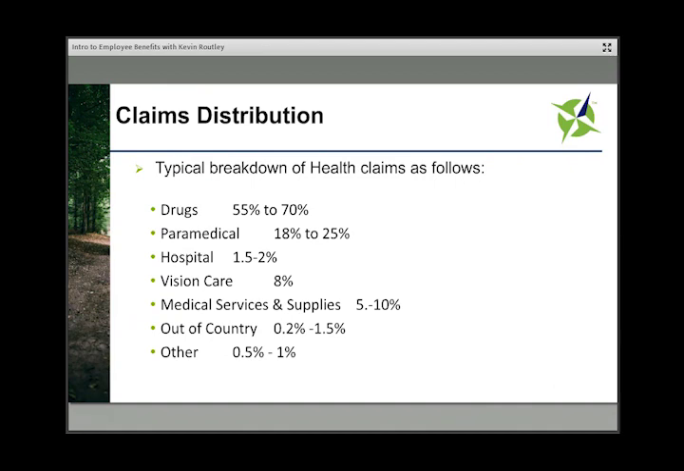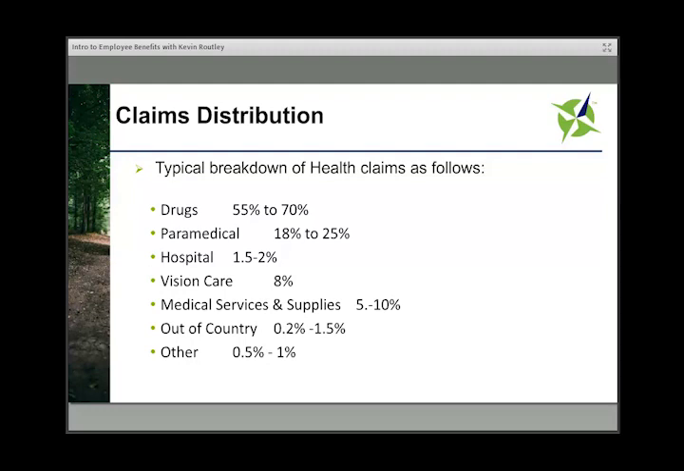Claims distribution. Many times we get asked, what's a typical breakdown of claims, or what are most important benefits in terms of what employees are looking for? I always say the most important benefits are the ones that they use. And as an employer, if you ever want to make an adjustment to a benefit program, where you hurt the employee the most is the changes that you make to drugs, because between 55 to 70% of all claims are drug. Paramedical practitioner, 18 to 25%. This is all dependent on the individual group.